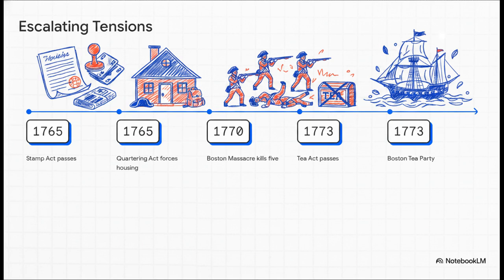Tension completely boiled over in 1770 with the Boston Massacre, where panicked soldiers fired into a protesting crowd, killing 5 people. Finally, the 1773 Tea Act sparked the famous Boston Tea Party, where a rebel group called the Sons of Liberty dressed up as Native Americans and dramatically dumped 342 chests of British tea directly into Boston Harbor.